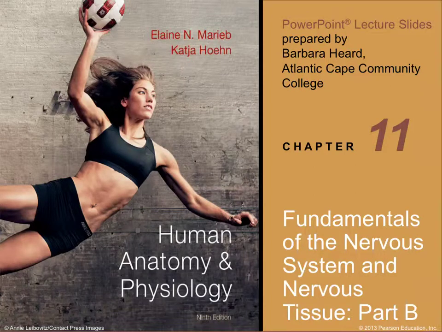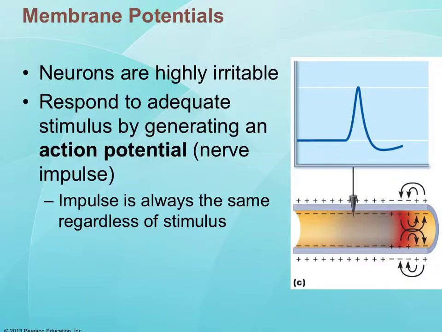In part B of chapter 11, we are going to talk about the signal transduction along the axon, or along the neuron: how it happens and how the signal is sent from the cell body to the axon terminal. First, let's talk about the basics, the membrane potential.